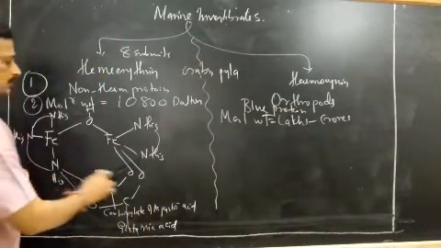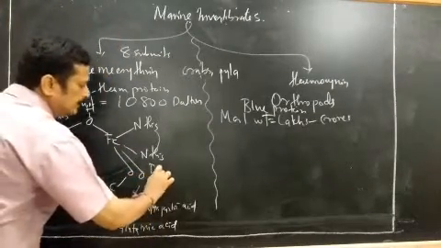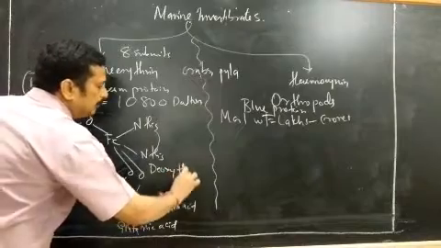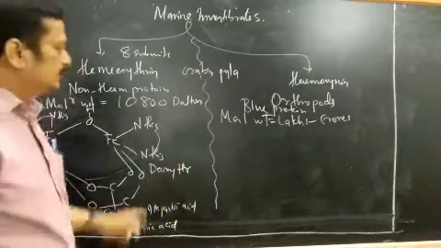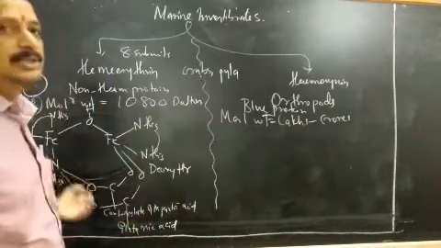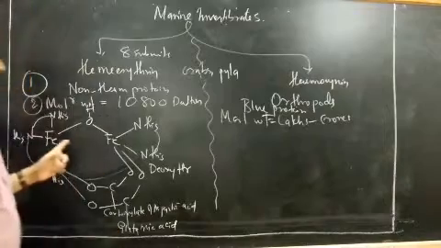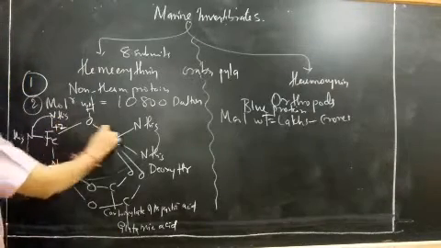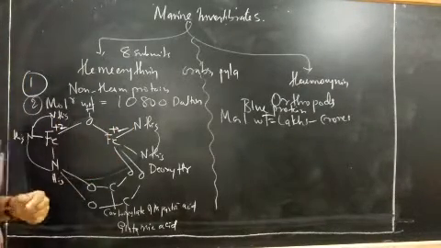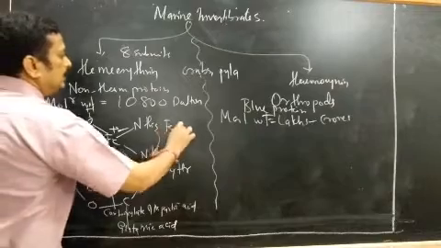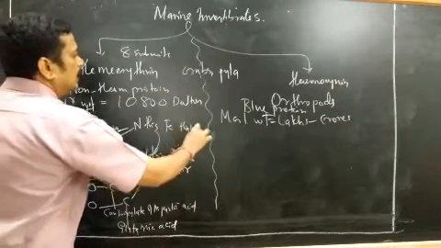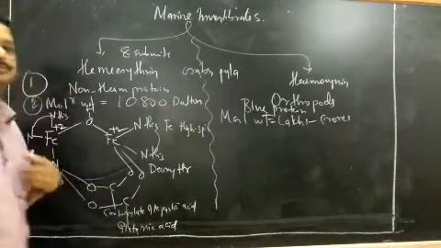That is called deoxyhemerythrin, in short form HR. This is the structure of hemerythrin where the iron is in the plus 2 state, and the iron is high spin.